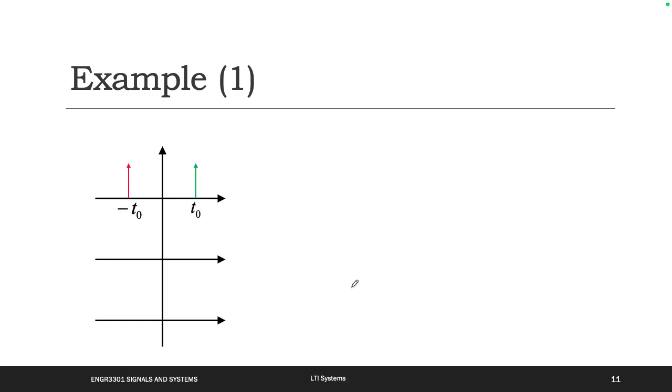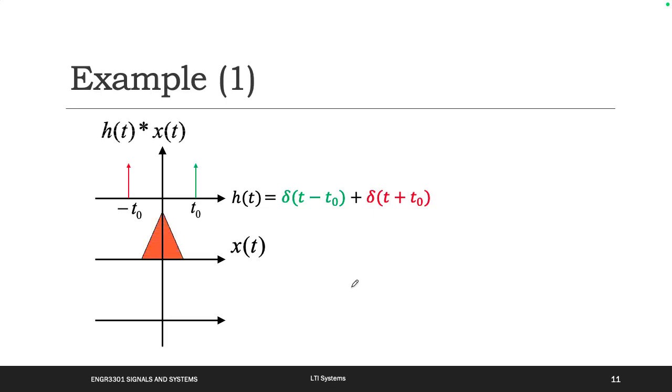Okay, let's review example 1. And this is our, what's the name for h(t)? Impulse response. And then this is our impulse response, and this is our input signal. Okay, let's talk about h(t) convolved with x(t). What will be the result? Case 1 or case 2?